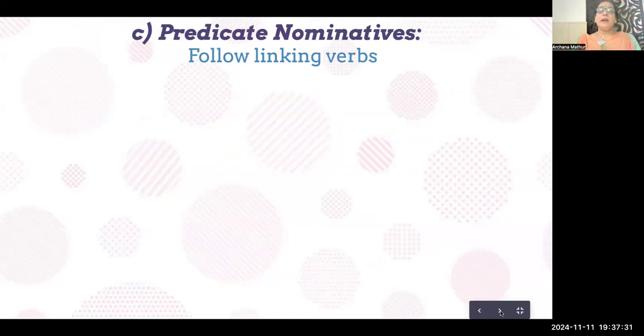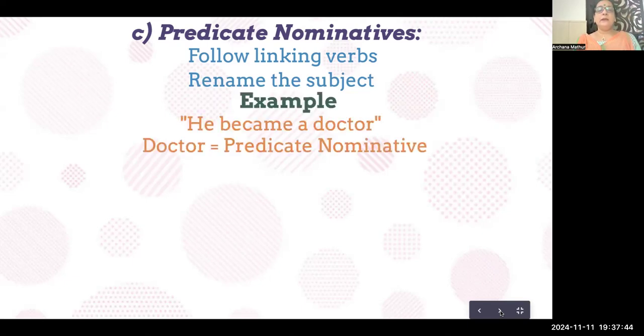Predicate nominatives are nouns which follow linking verbs. They follow the main subject, after a linking verb has been added to the statement, and they rename the subject. I'll make it clear with an example. He became a doctor. So doctor is a predicate nominative. He became a doctor. So doctor follows a linking verb, which is became. So it becomes a predicate nominative.